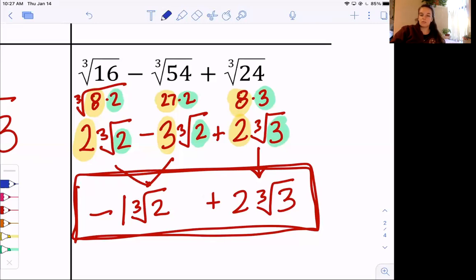Couldn't you do 6 and 4? Okay. Same thing. Yes, same thing.